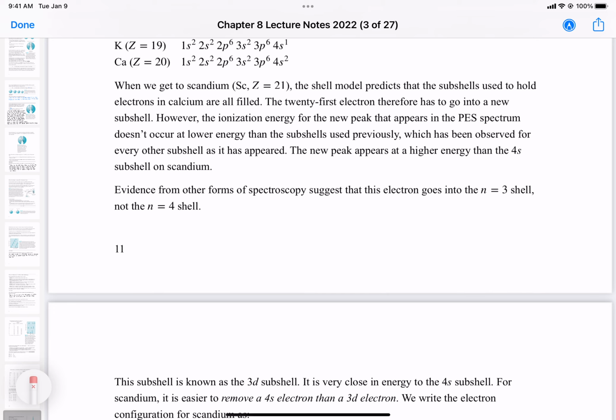So after the 4s, you start filling out the 3d. Okay. So this subshell, we call it the 3d subshell. It's very close in energy to the 4s subshell for scandium, but for scandium, it's easier to remove a 4s electron than a 3d electron. So then we write the configuration as 1s2, 2s2, 2p6, 3s2, 3p6, 4s2, 3d1, because that's the order it filled. But when removing an electron, we don't remove it from 3d, we remove it from the 4s2 because it's at lower energy.